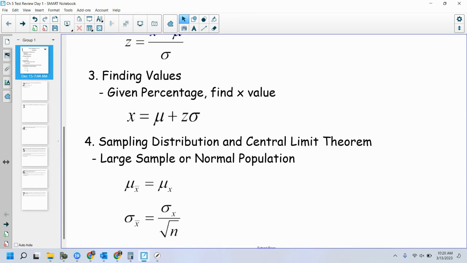Then you go to the table and find the z-score that pertains to 95%. Then you take that z-score and put it into the formula: mu plus that z-score times your sigma, and that will give you the x value that you would use.